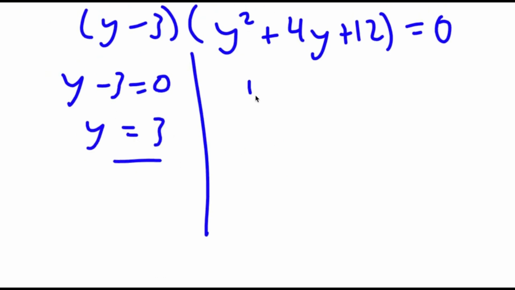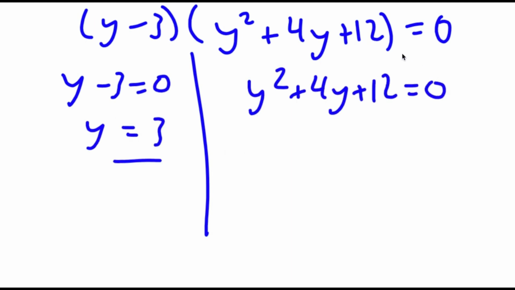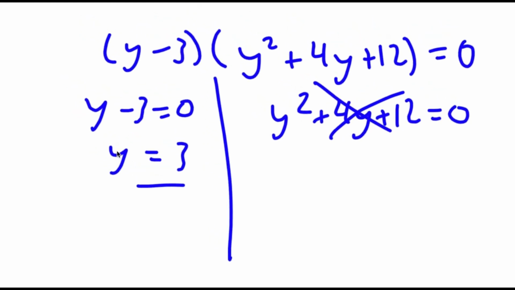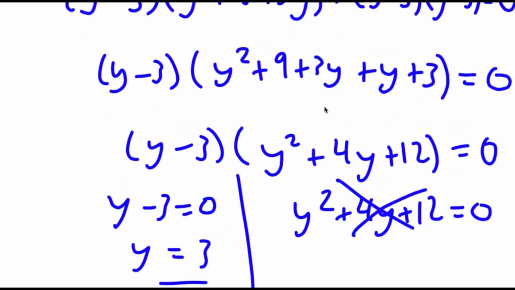This is one solution. And y squared plus 4y plus 12 is equal to 0. So to solve this, we have to use the quadratic formula, which is negative b plus or minus the square root of b squared minus 4ac over 2a. I'm not going to waste your time actually plugging them in, but if you do, you end up getting that it's less than 0, so this won't work out. So y equals 3 is my only solution to this equation.